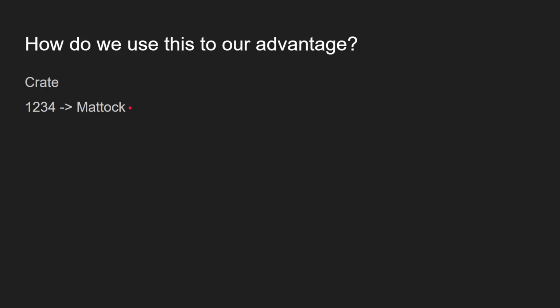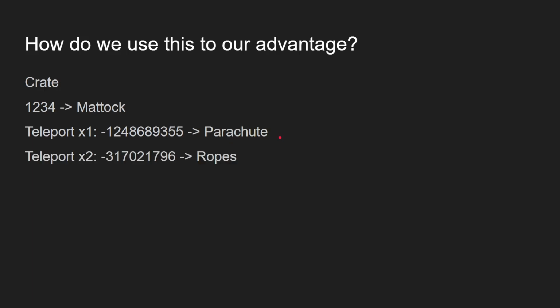Well, we don't want a matic, we want a jetpack. So what if we teleport once and then open the crate? Well, if we teleport once, that changes our seed to this, and then you open a crate, you get a different thing because you have a different seed when you open it. Well, we don't want a parachute, we want a jetpack. So what if we teleport twice instead? Well, you get ropes, or 3 times you get compass.